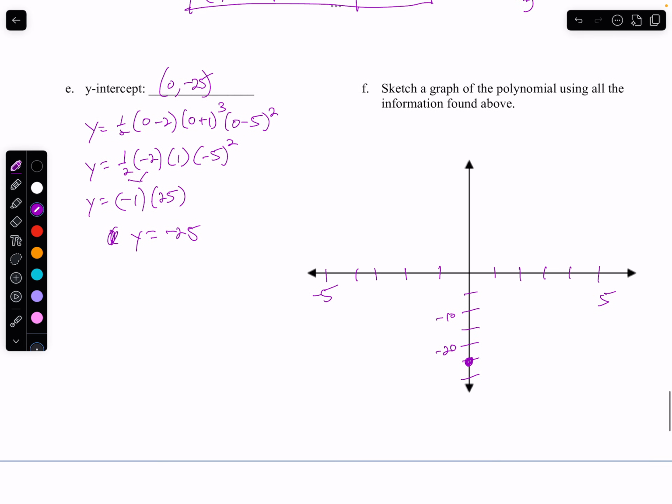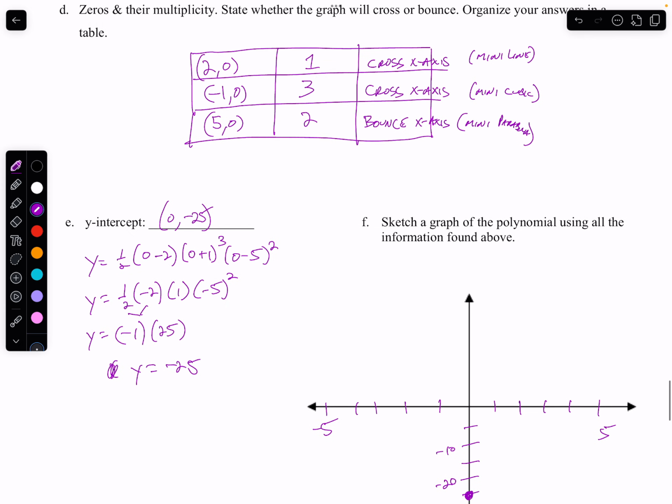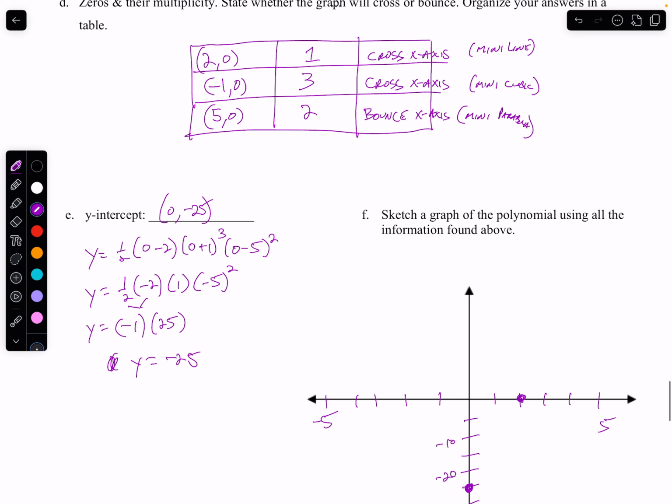I'm going to graph those intercepts. So at (2, 0), I got a dot there. At (-1, 0), I got a dot there. And at (5, 0), I got an x-intercept there. All right, we know the end behavior was up and up. So I know the end behavior here is up. We know here is up.